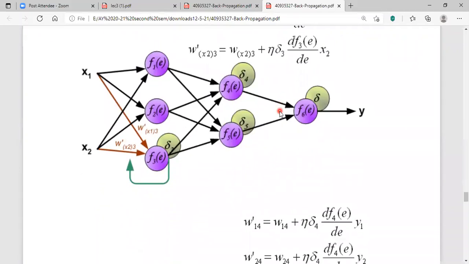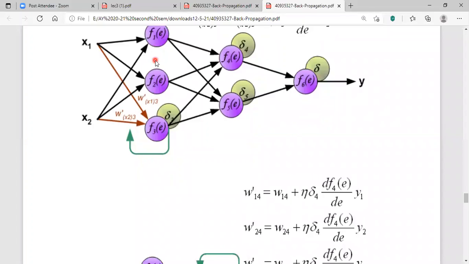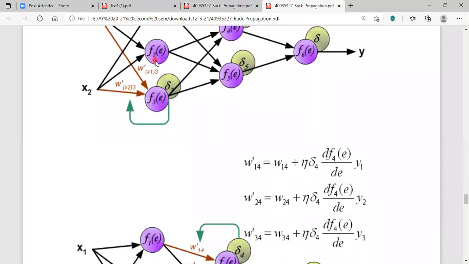Similarly, when you want to update the weight coefficients for the hidden layer, W14 dash is equal to W14 plus eta into delta 4, the error pertaining to F4, into derivative of F4 with respect to E into Y1, because Y1 is the output of your first input neuron. So W24, similarly W34.